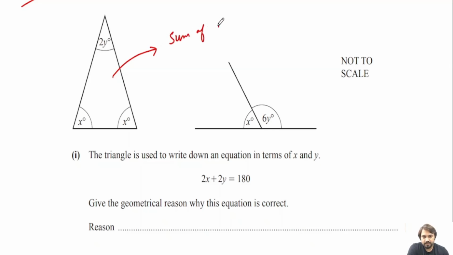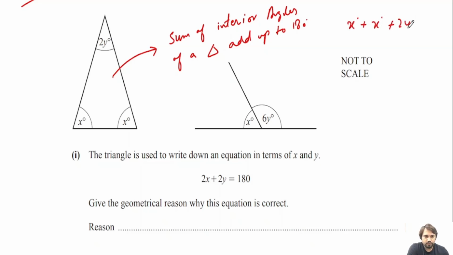Sum of interior angles of a triangle add up to 180 degrees. So using this information, we have x degrees plus x degrees plus 2y degrees is equal to 180 degrees. We can add them. That will be 2x plus 2y is equal to 180.